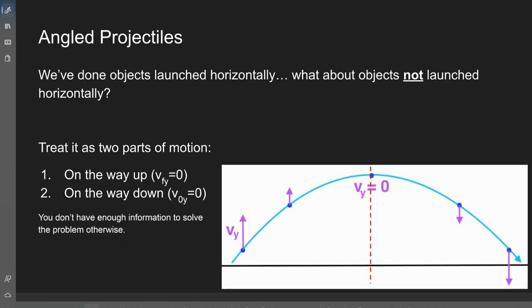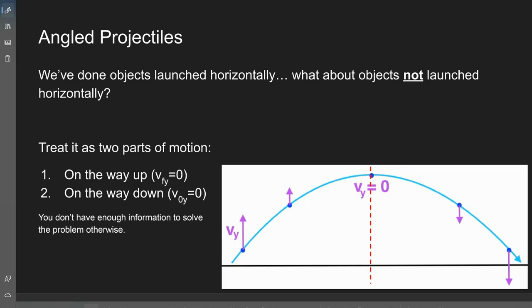All right, so angled projectiles. So we've done these horizontally launched objects, but now we're looking at the ones that are not launched horizontally. Here's what we're going to do. We're going to treat it as two horizontal projectiles. So everything that we've done for the last couple of class periods, we're just going to treat it as one on the way up and then one on the way down.